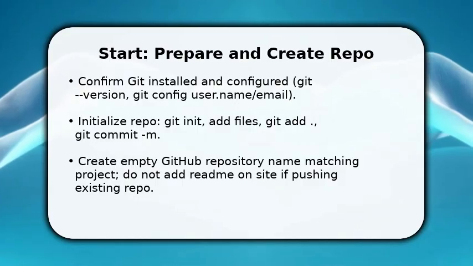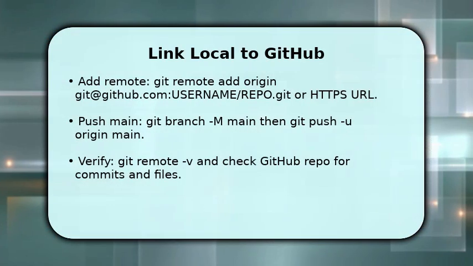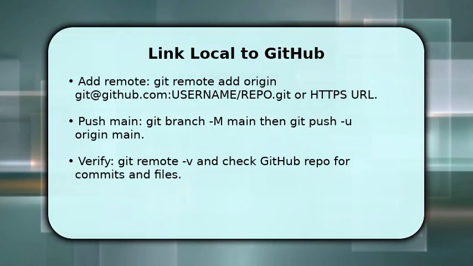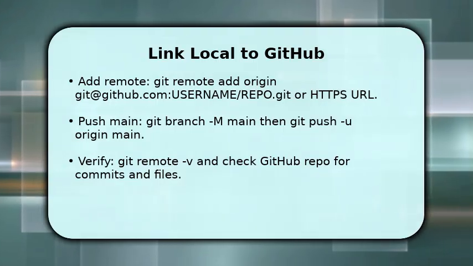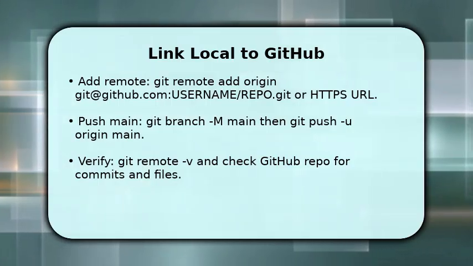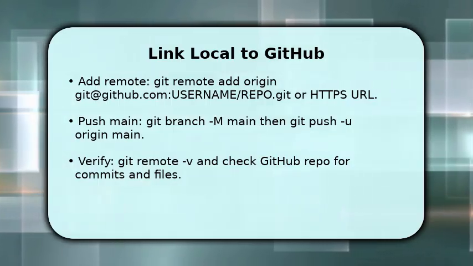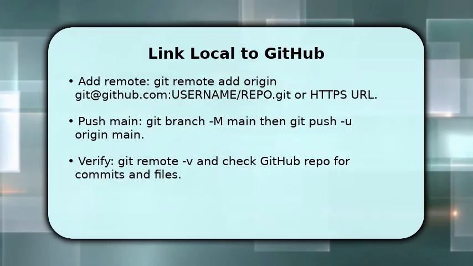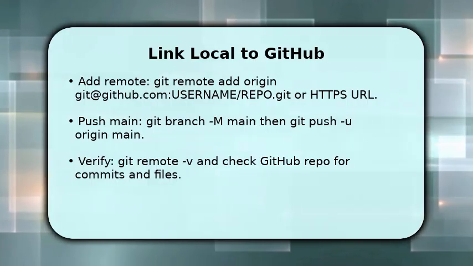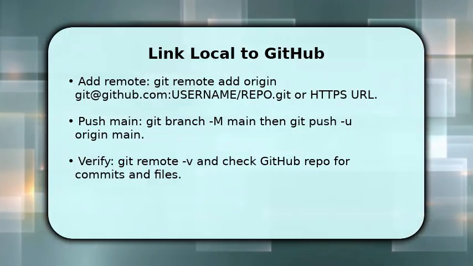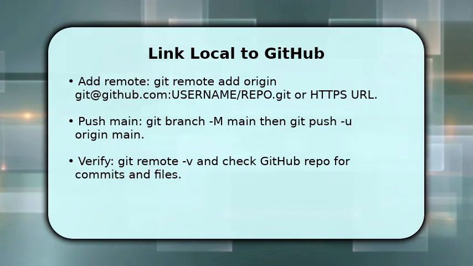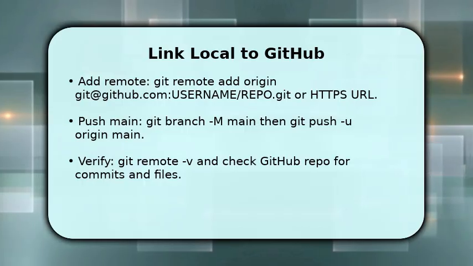Once the remote exists, link it and push your commits. Use git remote add origin with the SSH or HTTPS URL shown on GitHub. SSH is faster for repeated pushes but requires keys. Then standardize your branch name with git branch -m main and push with git push -u origin main to set upstream tracking. After that, use git remote -v to confirm the URL and visit the repository page to confirm your files and commit history loaded correctly. This is the core step that generates your shareable project link.